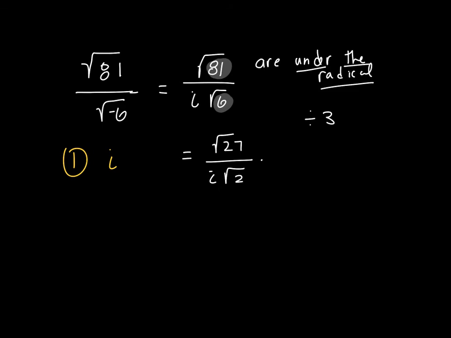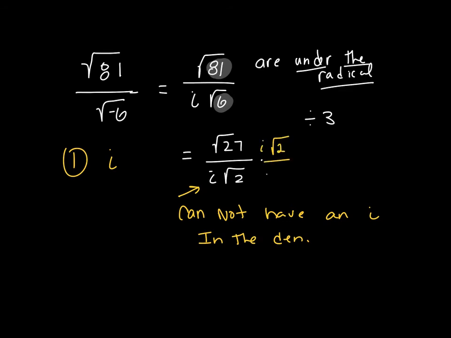Now, I have to rationalize this, but by the same way I can't have a square root in the denominator, you also cannot have an i in the denominator. So what you want to do is multiply the top and bottom by i square root of 2. But it's really important, and I mean this, order of operations, always turn something into an i if there's ever a negative underneath a square root.